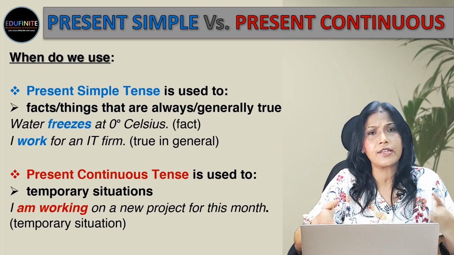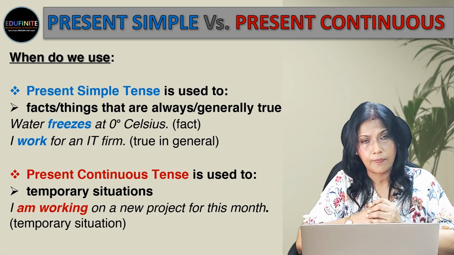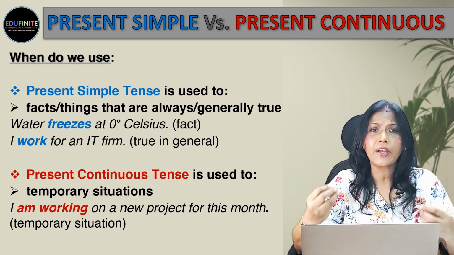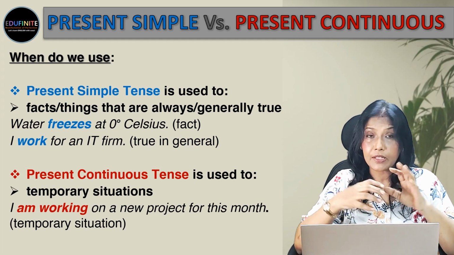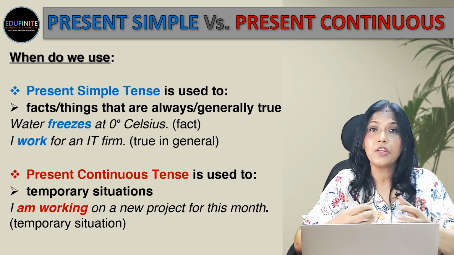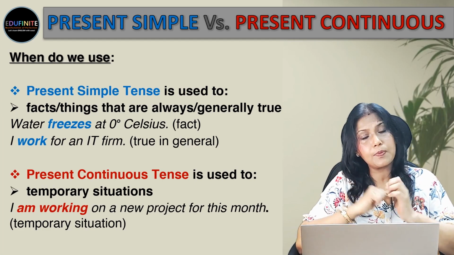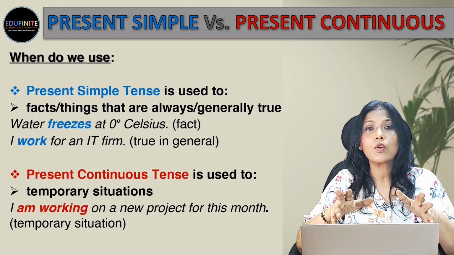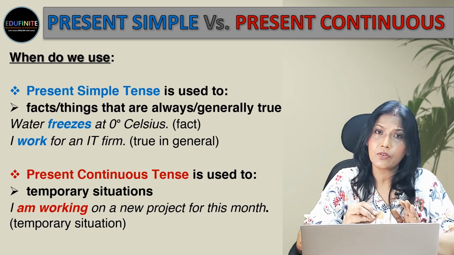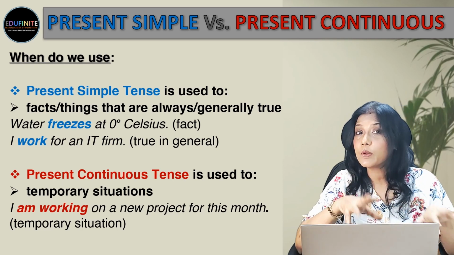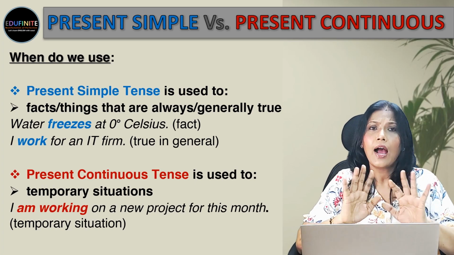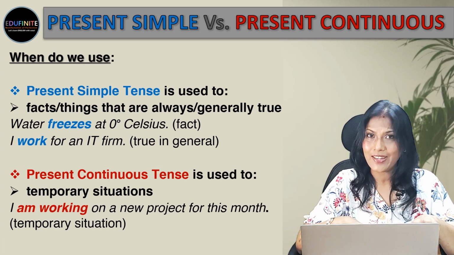Maybe I've just joined and I'll be leaving in the near future. But when I say I work for an IT firm, that means that's where I permanently work. But when I say I'm working on a new project for this month, that means this is a temporary situation. What am I going to do? I'm going to work only for this month. Maybe from next month, I won't be in this new project. Maybe I'll shift back to my old project or whatever. I'll do something different. So this is a temporary situation.